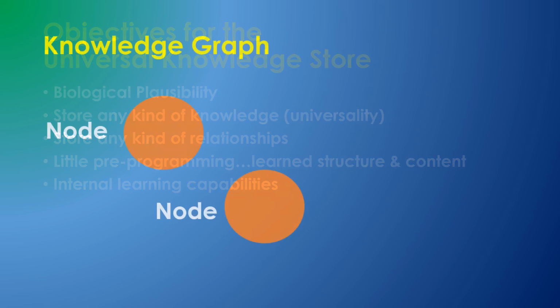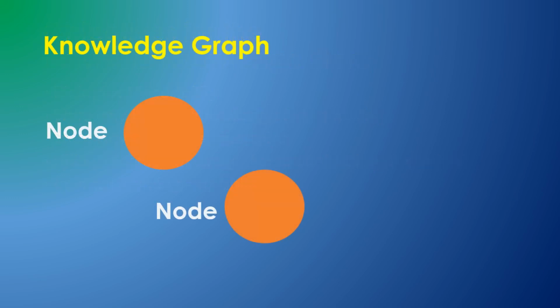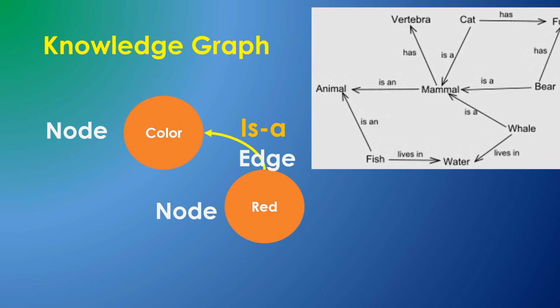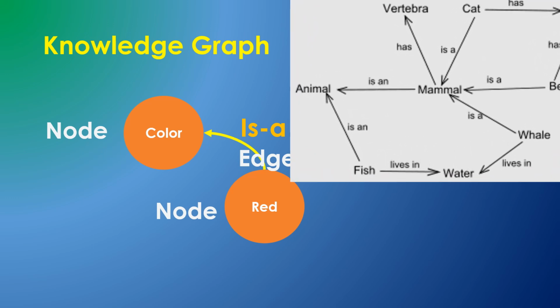I'll assume that you are familiar with the general idea of a knowledge graph, which represents information as a collection of nodes connected by edges. For example, in a semantic network, which is a type of knowledge graph, nodes usually represent words and connections represent various linguistic relationships.